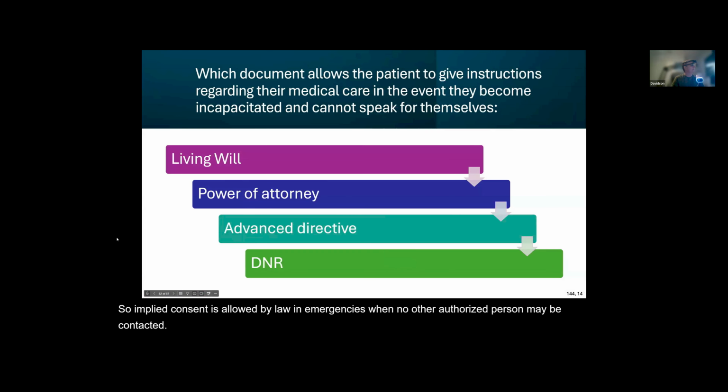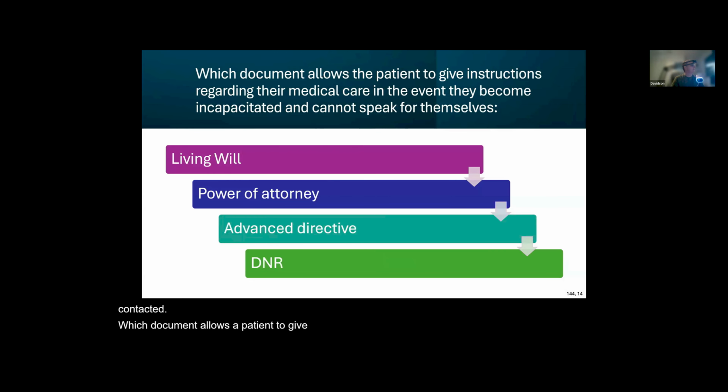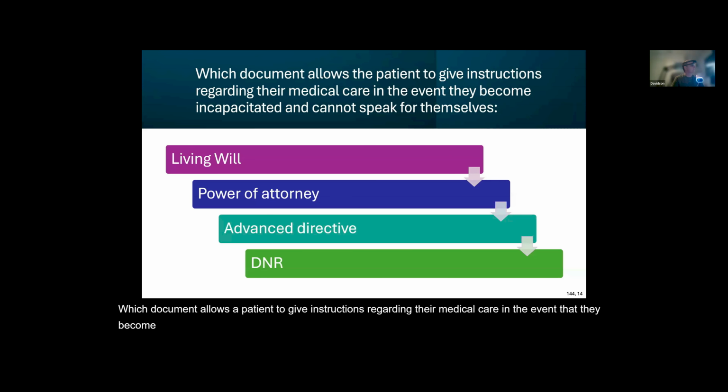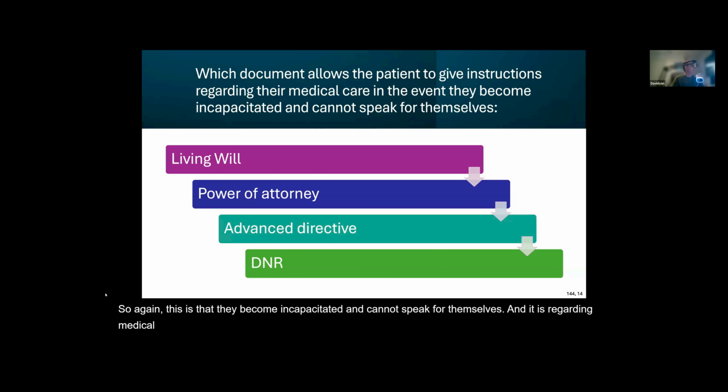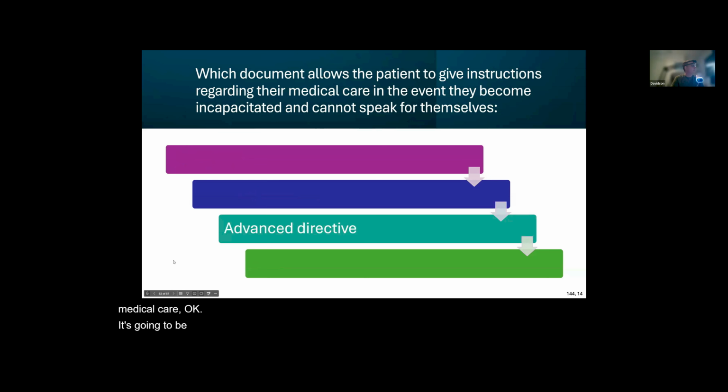Which document allows a patient to give instructions regarding their medical care in the event that they become incapacitated and cannot speak for themselves? A living will, power of attorney, advance directive, or DNR. So again, this is that they become incapacitated and cannot speak for themselves. And it is regarding medical care. Okay. This is going to be your advance directive.